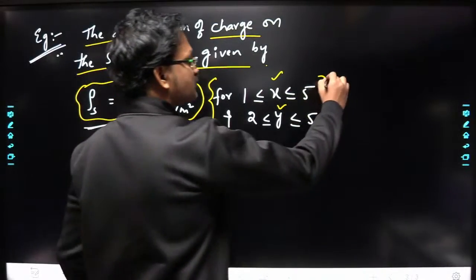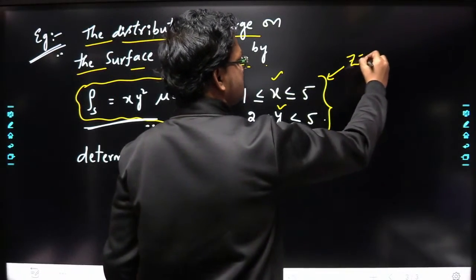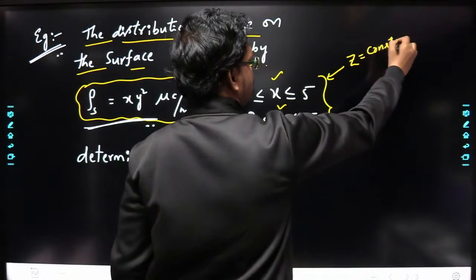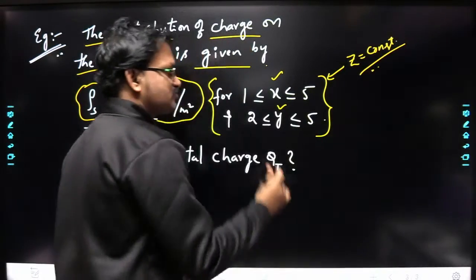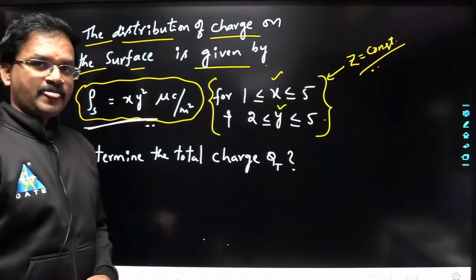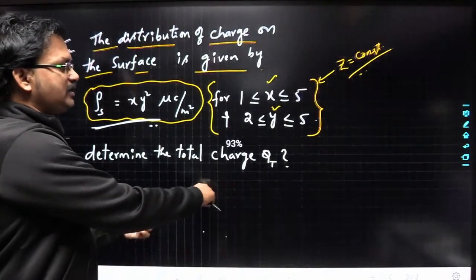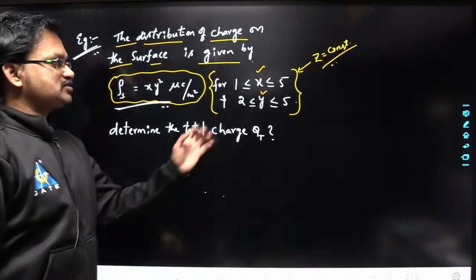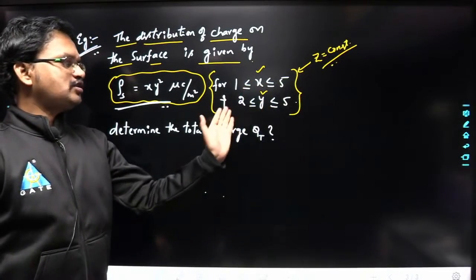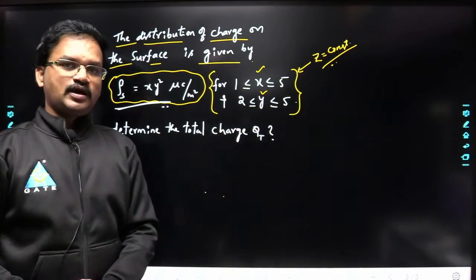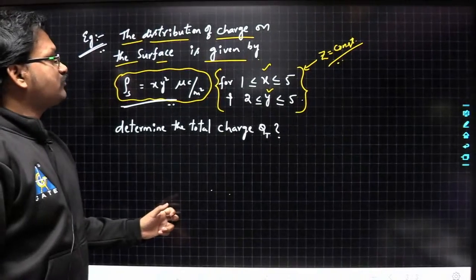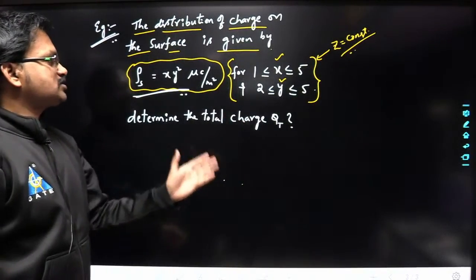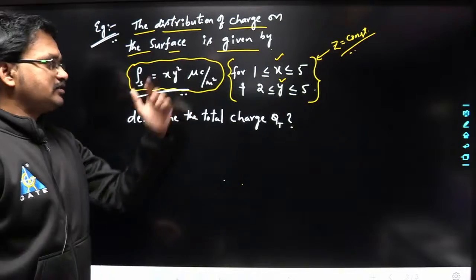So we can call this plane the z is equal to constant plane. Yes or no? So in that plane, the range of x is from 1 to 5 and the range of y is from 2 to 5. Understood? So now you have to determine the total charge that is distributed on this surface.